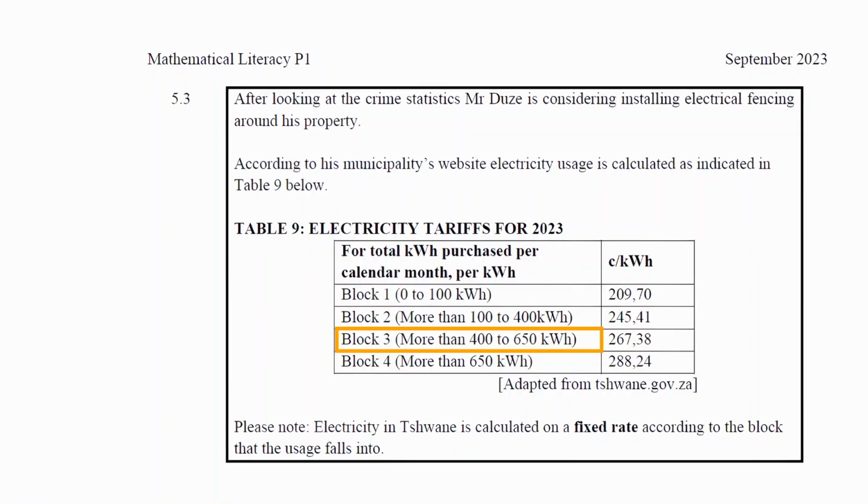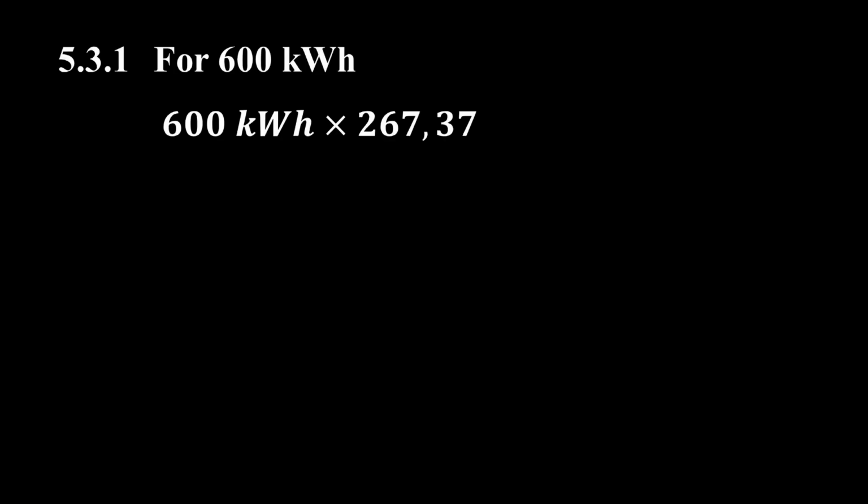In the table we see that 600 kilowatt hours of electricity falls into block 3. This means that the rate equals 267.38 cents per kilowatt hour of electricity used. So the cost of electricity will be 600 kilowatt hours multiplied by 267.38 cents per kilowatt hour, and this equals 160,428 cents.